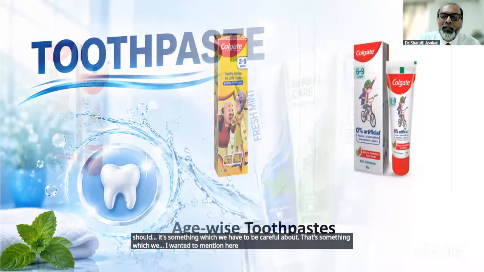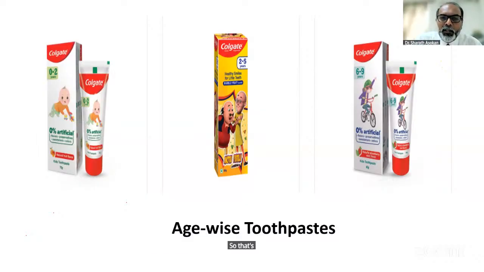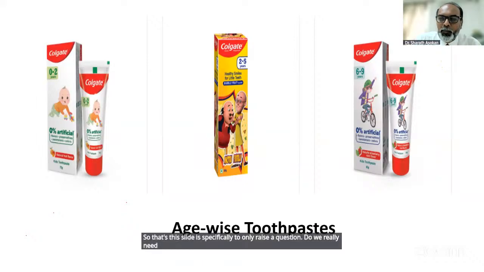About toothpaste, again, the problem is when we go into the market, we have toothpaste available for 0 to 2 years, 2 to 5 years, and 6 to 9 years. And then we get confused whether we should really have a toothpaste for a specific age group. So this slide is specifically to only raise a question. Do we really need an age-based toothpaste? I will come to the answer at the end of the presentation.